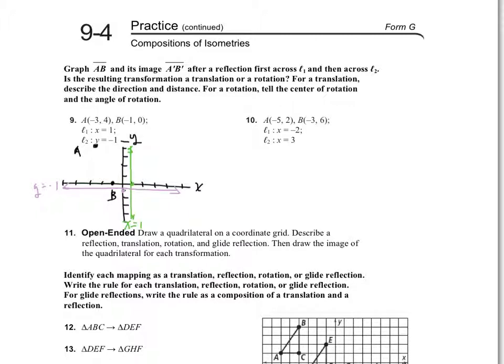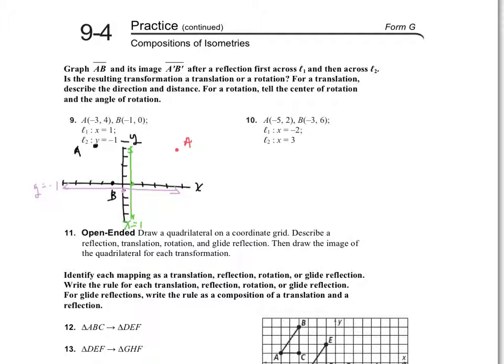So they first have asked us to reflect across L sub 1. If I reflect across L sub 1, which is x equals 1, then I'm going to figure out how far away A is from x equals 1. If you count, you have a distance of 3 here plus 1 more is 4, so I want to go 4 to the right. So I would be right here. This would be A prime. Well, actually, we're not allowed to call that A prime, so I'm just going to call that my interim A for right now.